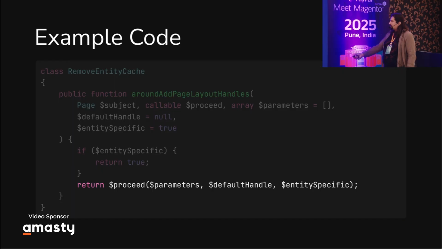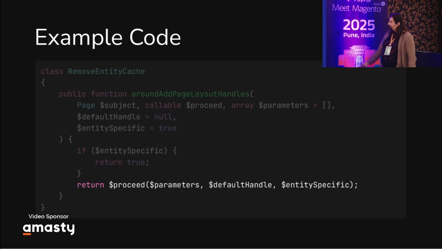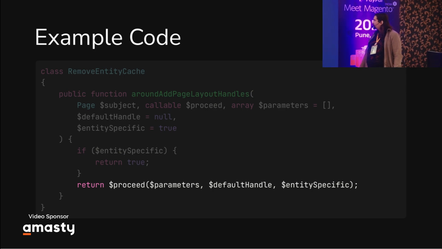Right, so we see entity specific equals true, and if it's equal to true, we just return true. We don't proceed with the original functionality.